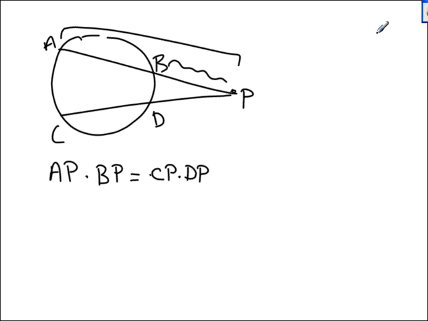Now, the thing is, two short ones. We could have said that short one. That's why I say it's always to P. It's A to P times B to P. That equals C to P times D to P. Everything is to P.